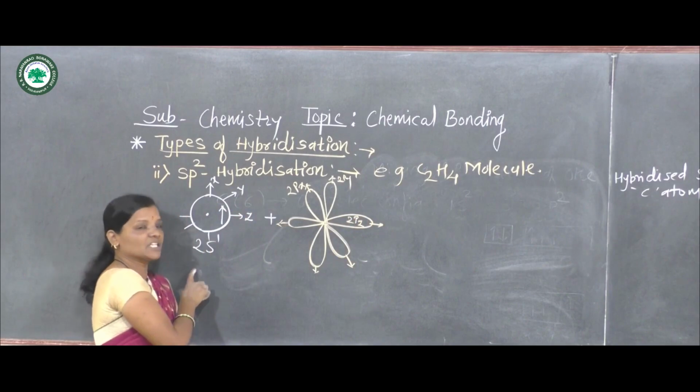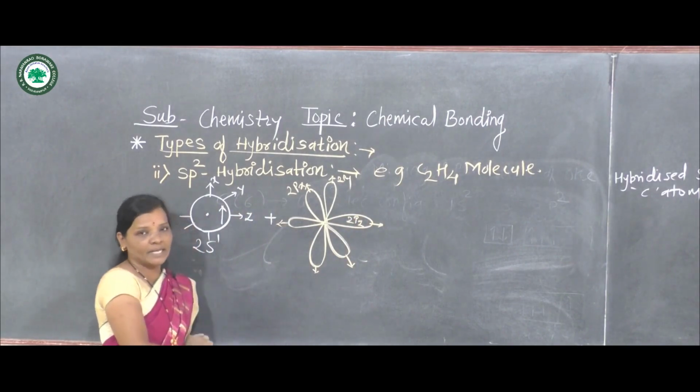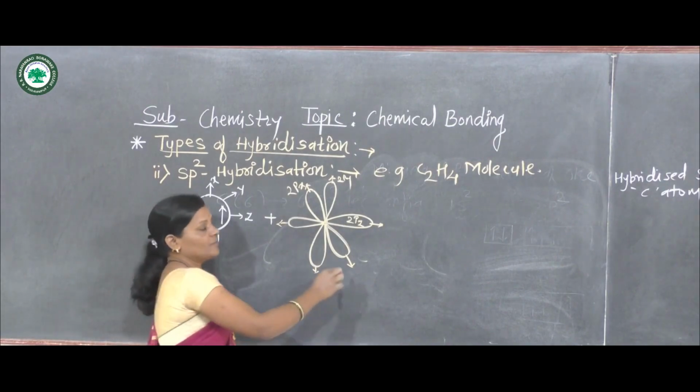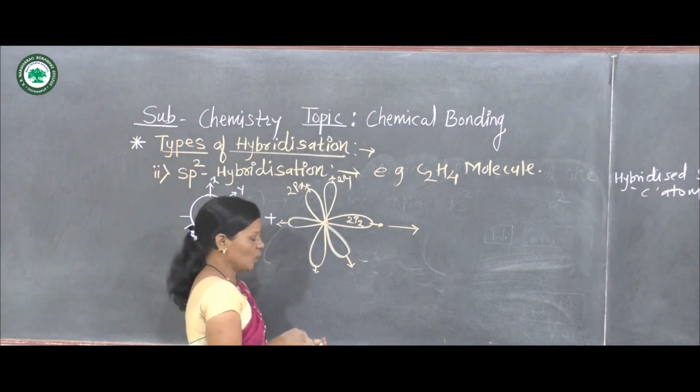Now here mixing of this 2s orbital and 2p orbitals takes place, and here we will get the formation of 3 sp2 hybrid orbitals.